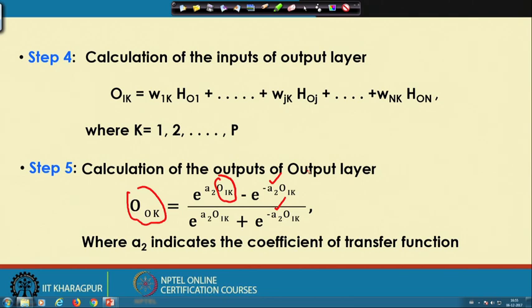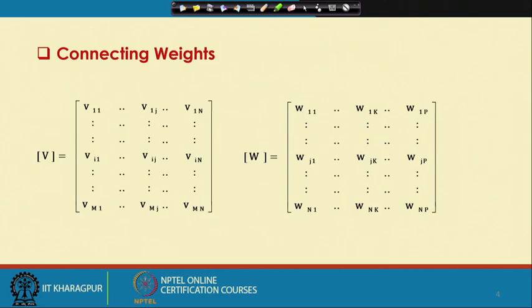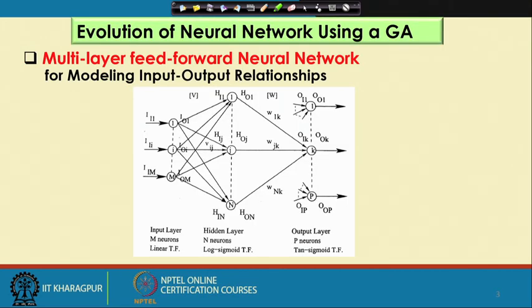So, using this I can find out what should be the output for a set of inputs, and I can find out all the outputs of the output neurons lying on the output layer. And once you have got this output, now we can compare, just to find out whether we are able to make the prediction correctly or there is some error.